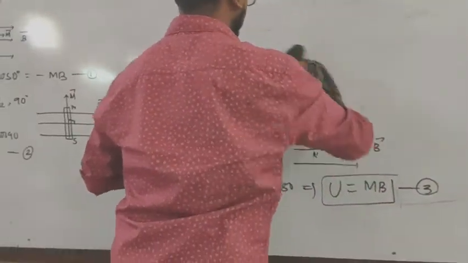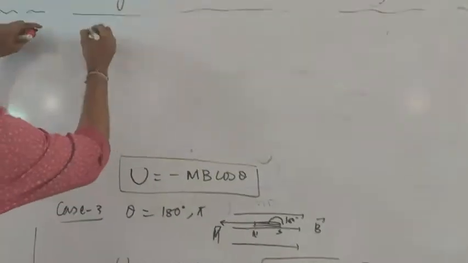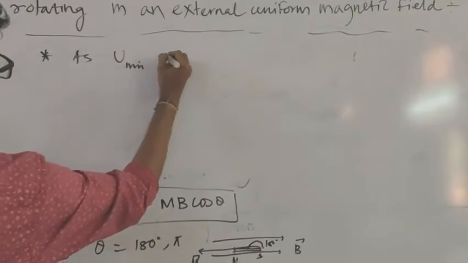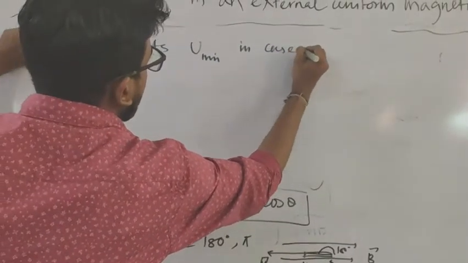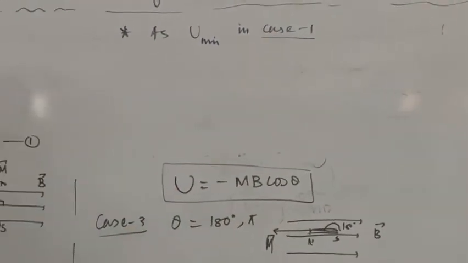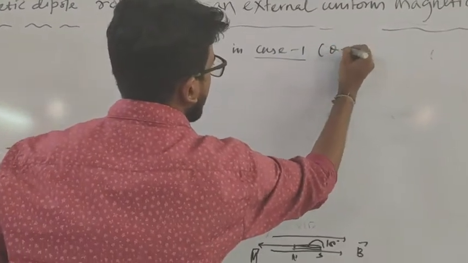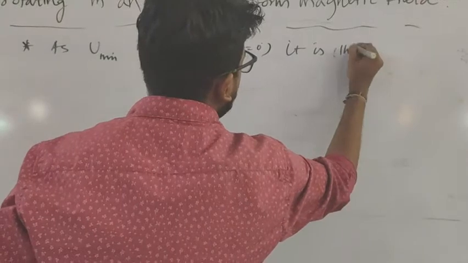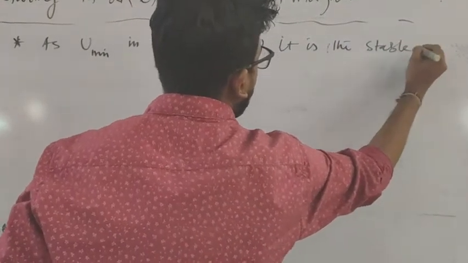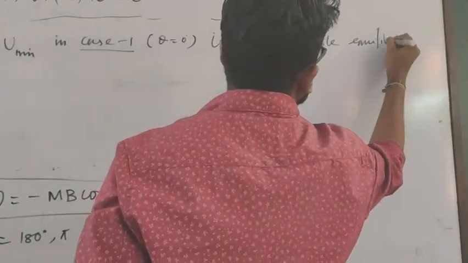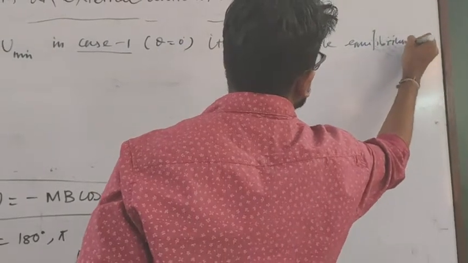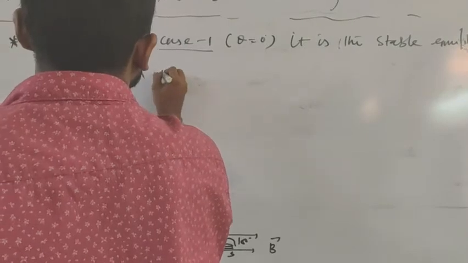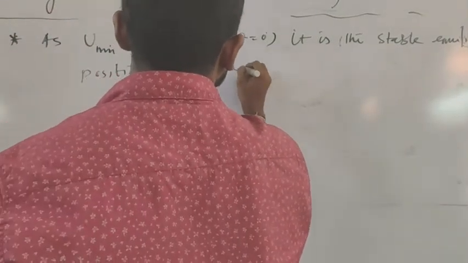so here you can write: potential energy is minimum in case 1, that means when theta is 0 degrees, it is the stable equilibrium position of the magnetic dipole.